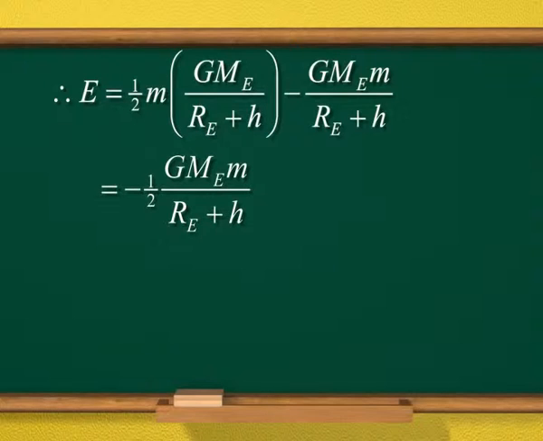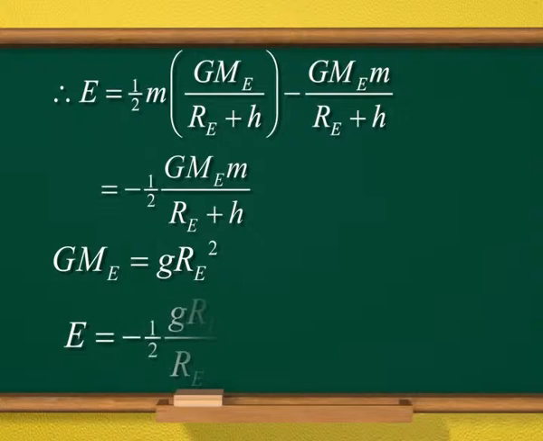However, in terms of acceleration due to gravity, total energy E can be obtained by substituting G Me equal to small g Re square, and we get E is equal to minus half of small g into Re square into m upon Re plus h.